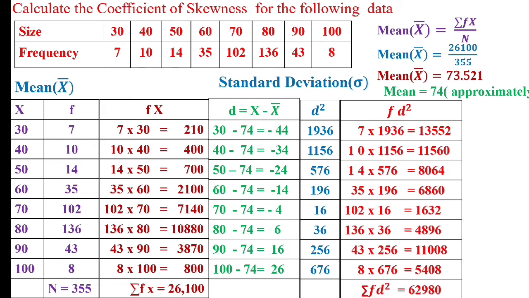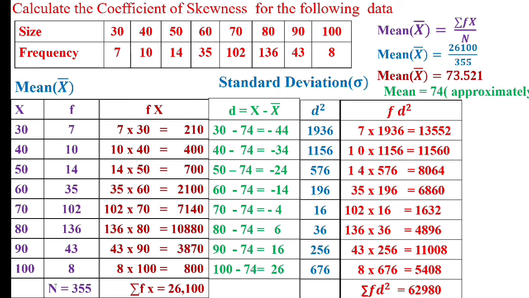So 7 into 1936 is 13,552. Then 10 into 1156 is 11,560. Then 14 into 576 is 8064. 35 into 196 is 6860. 102 into 16 is 1632. 43 into 256 gives 11,008. 8 into 676 gives 5,408.